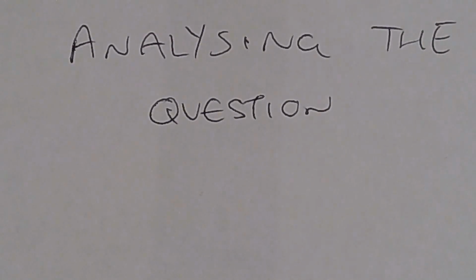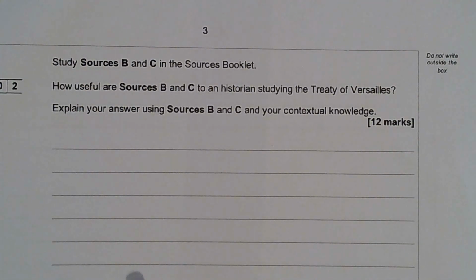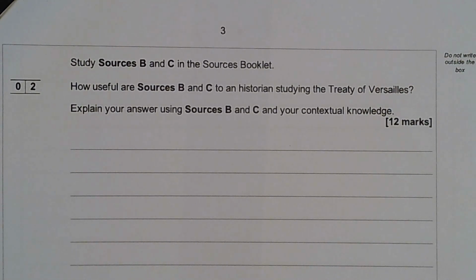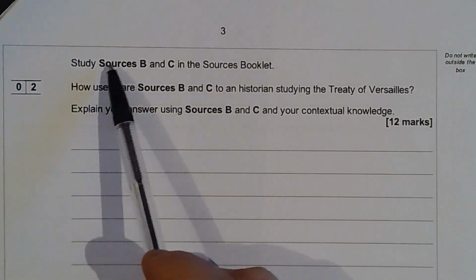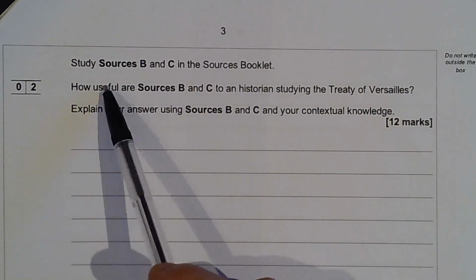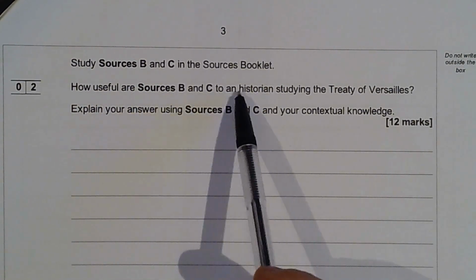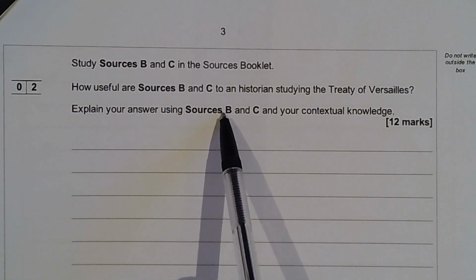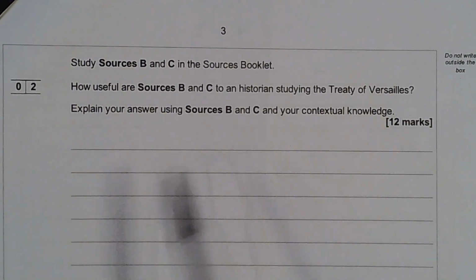So, as with any of our questions, the first thing we need to do is analyse the question and work out what the question is asking us to do. So question 2 will always start off and ask you about sources B and C. So first thing you do is read the question, study sources B and C in the sources booklet. How useful are sources B and C to a historian studying the Treaty of Versailles? Explain your answer using sources B and C and your contextual knowledge.